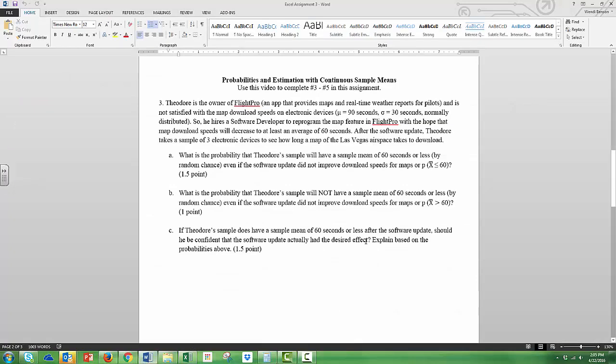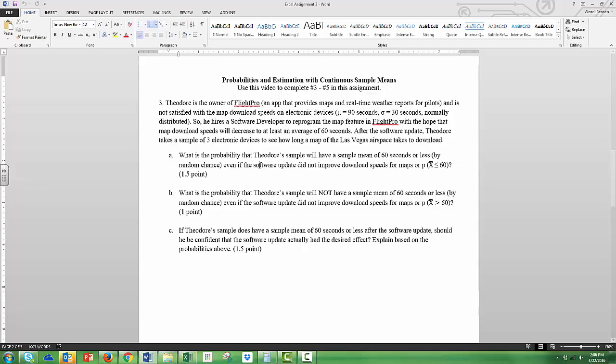So if we go back into the Excel assignment, now we have a situation where we are going to be looking at a sample of electronic devices instead of just a single electronic device. So now we are talking about the sampling distribution. Now we want to know, what is the probability that Theodore's sample will have a sample mean of 60 seconds or less, and this is a sample mean from 3 electronic devices, even if the software update did not improve download speeds for maps.